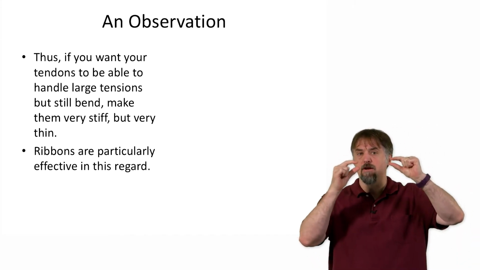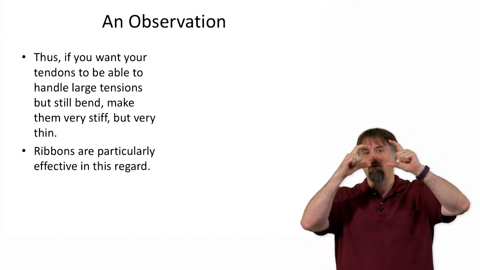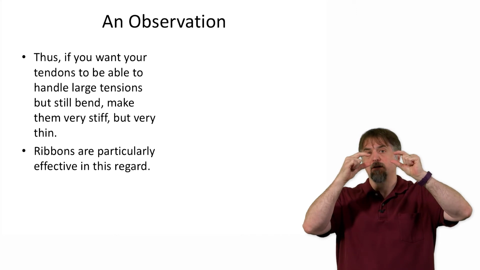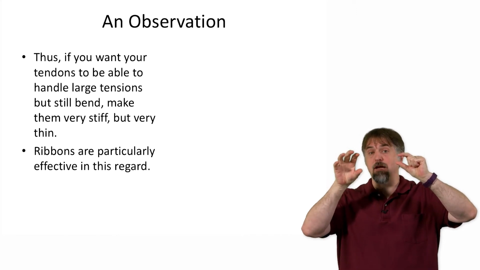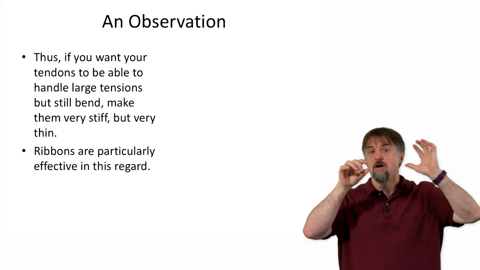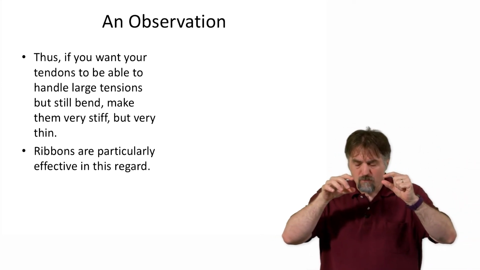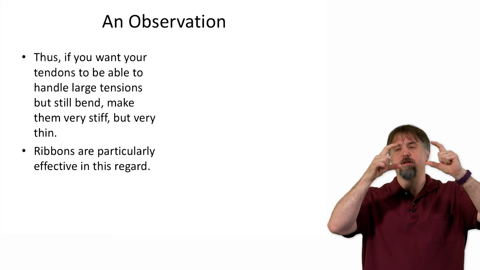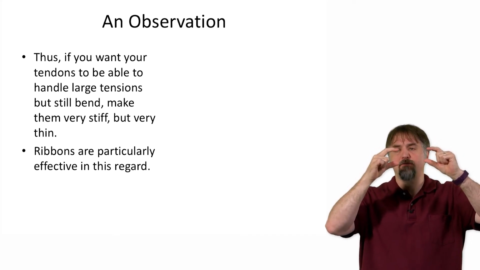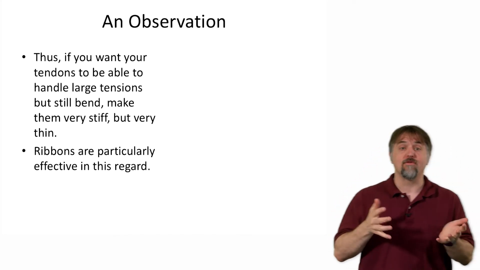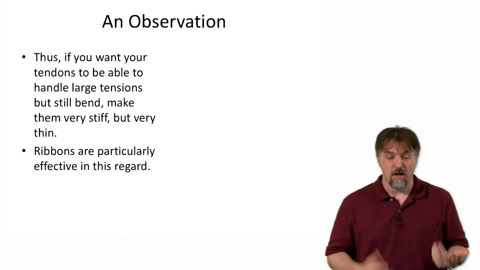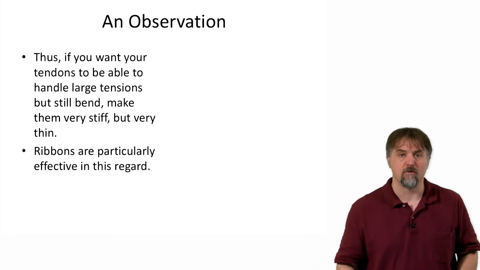You make it very thin because as you thin it, if I make it half as thick, I get a cubic change in the bending stiffness, but I only get a linear change in the tensile stiffness. So as I make it thinner, I make it more flexible but still able to handle large tensions. And ribbons in particular work really well for this.